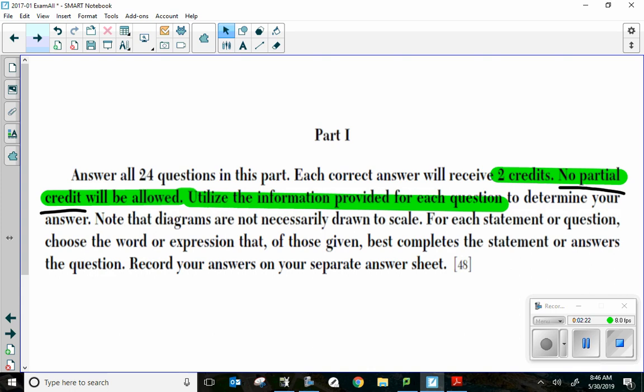Nothing! You get nothing. In fact, you can be right with your work, and you could just accidentally bubble in the wrong answer, wrong choice, and guess what? 0, zip, nada. So please pay attention to what you're doing. Use that calculator when you can, and let's get started.